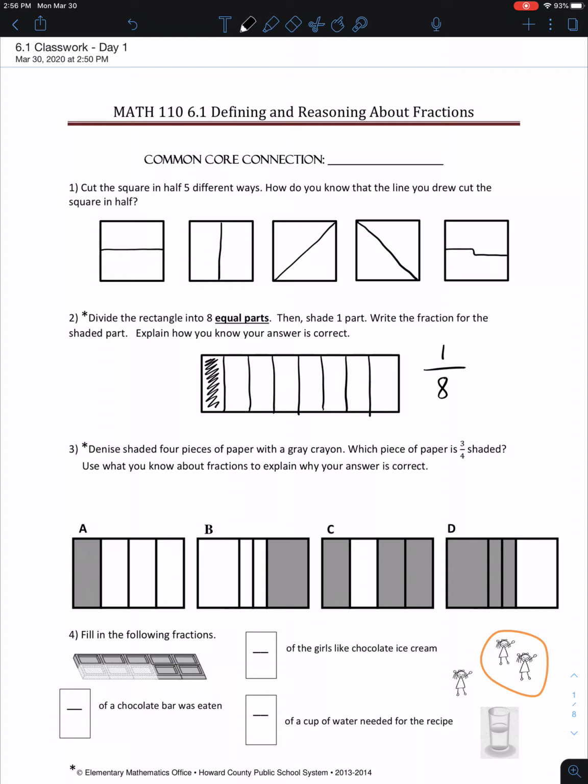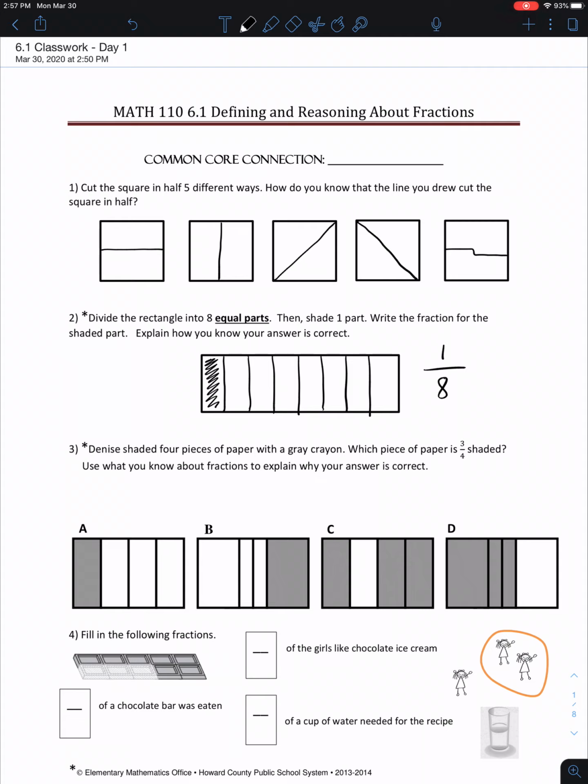All right, so let's look at 3 real quick. For 3, Denise shaded 4 pieces of paper with a gray crayon. Which piece of paper is 3/4 shaded? Use what you know about fractions to explain why your answer is correct. First off, we could definitely rule out B for multiple reasons, but one, only one part is actually shaded. Another problem with B is that when we're talking about fractions and we try to divide things up, they need to be divided up evenly.